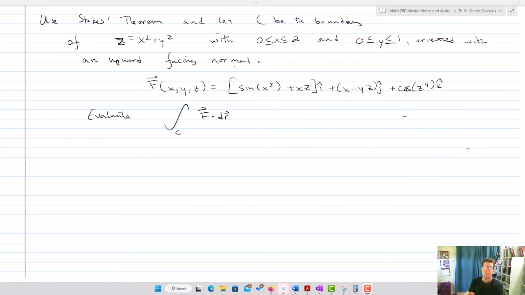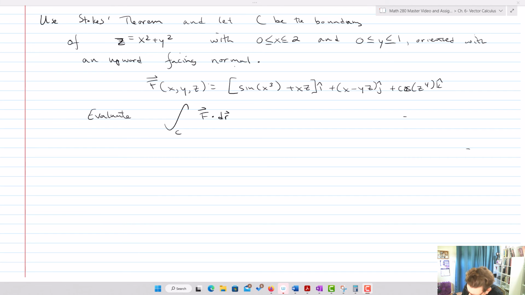All right, so now we're going to use Stokes Theorem, and we're going to have a boundary. We're actually going to find a line integral here using Stokes. What that means is that we're going to find the surface integral of the curl of f dot ds, rather than finding the line integral. So let's consider that we have this surface, z equals x squared plus y squared, with x greater than or equal to 0, less than or equal to 2, and y greater than or equal to 0, less than or equal to 1, oriented with an upward facing normal. And then we have our vector field f of x, y, z equal to sine x cubed plus xz i plus x minus yz j plus cosine z to the 4th k.